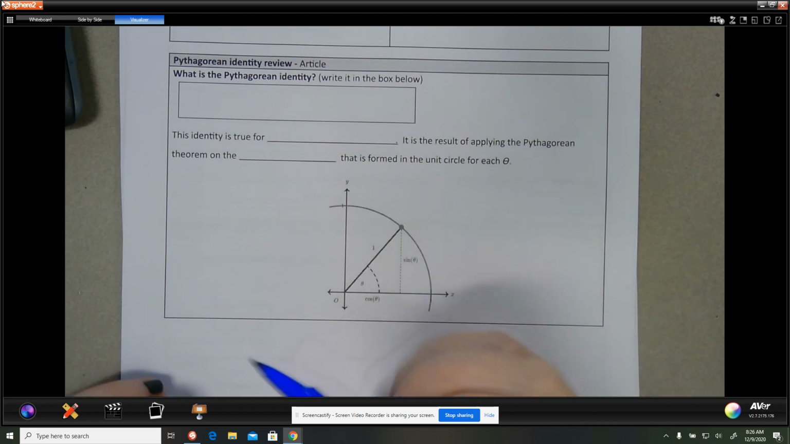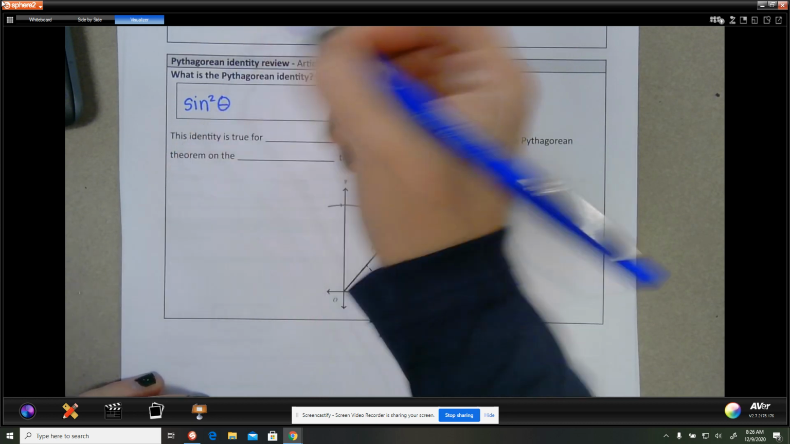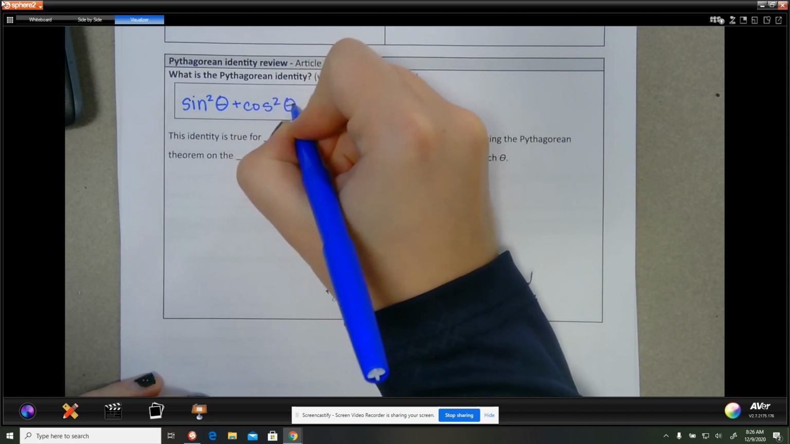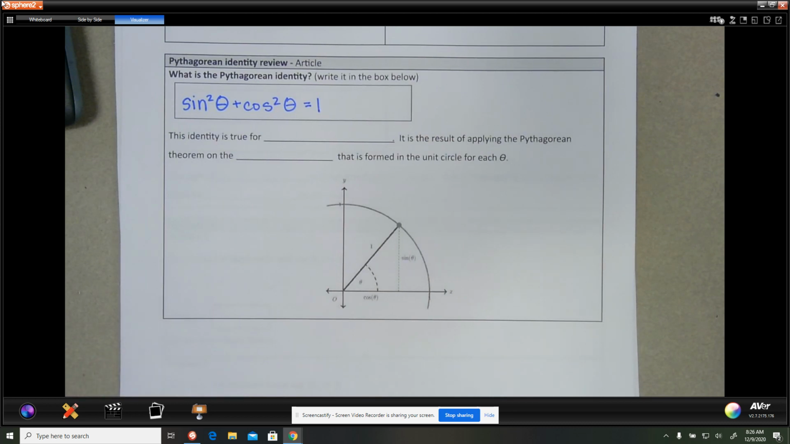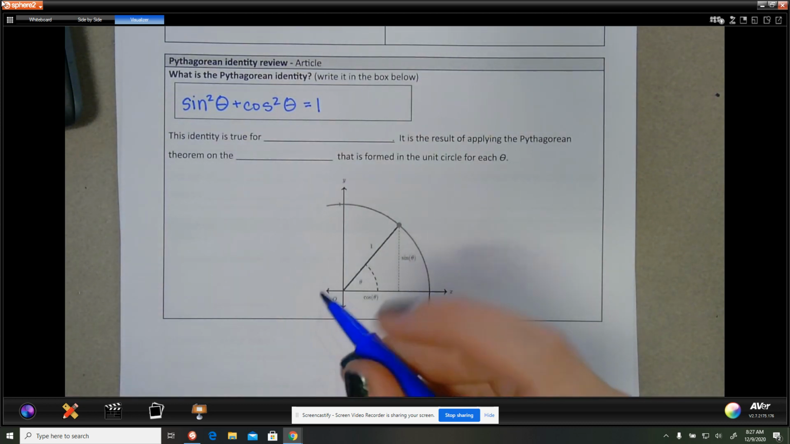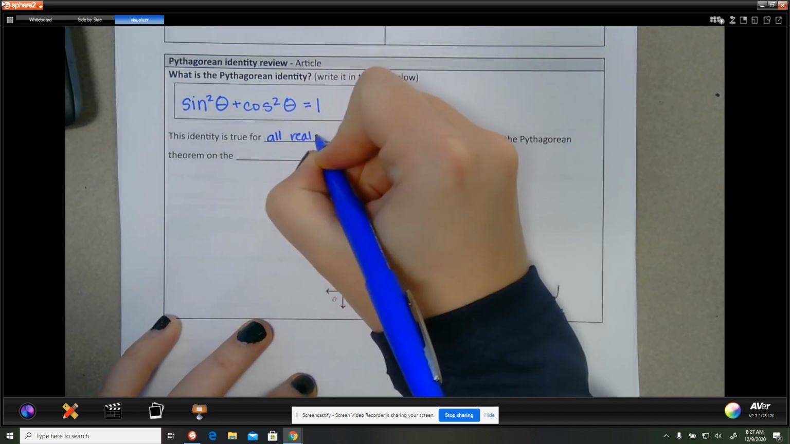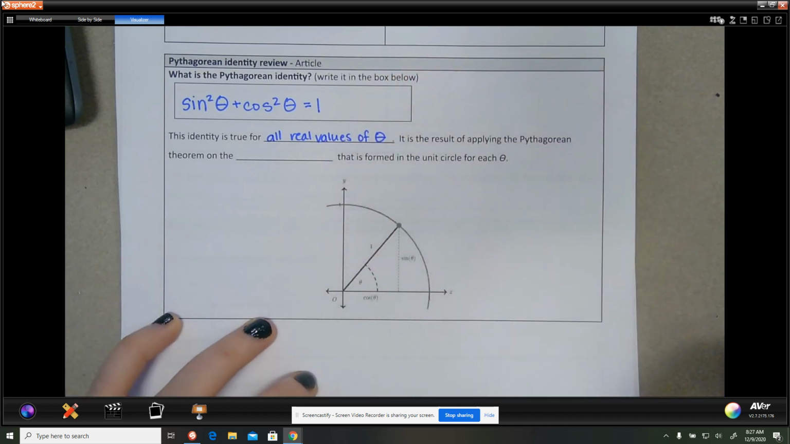What is the Pythagorean identity? Hopefully this rolls right off the tongue now because we've been talking about this whole section. It is sine squared theta plus cosine squared theta is equal to 1. This identity is true for all real values of theta. Okay, so theta is that input, and it's any real values of an angle. That's just saying we don't have any complex numbers here.